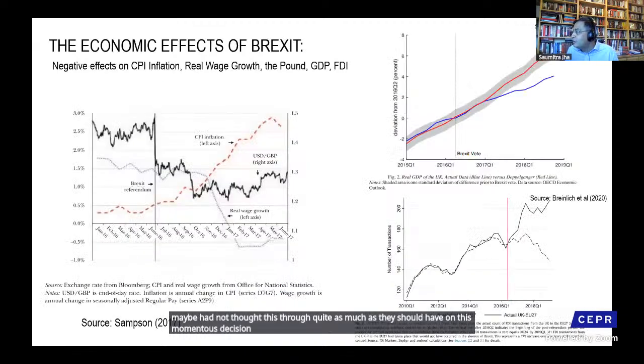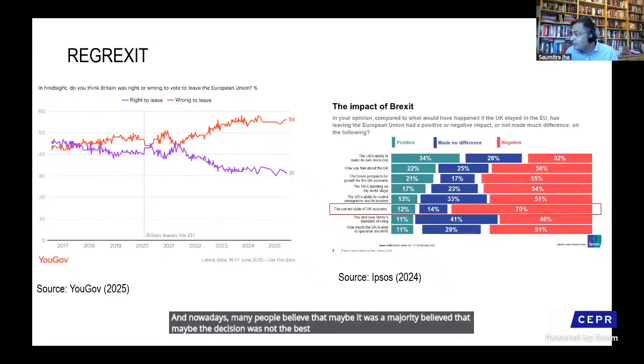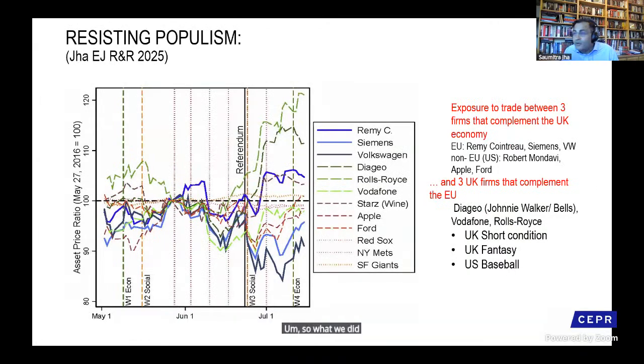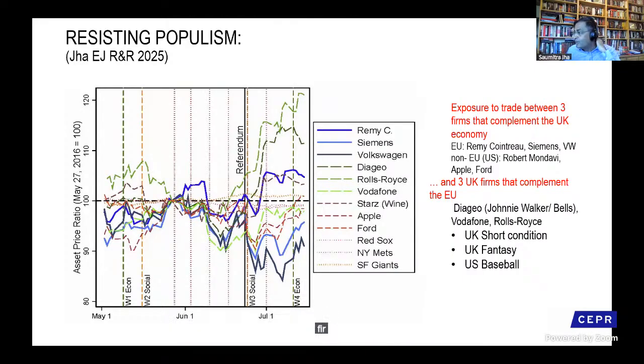In fact, as we've seen over time, there's been a decline, relative to what it could have been, of the UK economy in a variety of different metrics. And nowadays, many people, maybe a majority, believe that the decision was not the best one, and the biggest loser was the UK economy. So we did a similar study during that referendum where we exposed likely UK voters to three UK firms that complemented the EU, and also US firms in the same category as well.